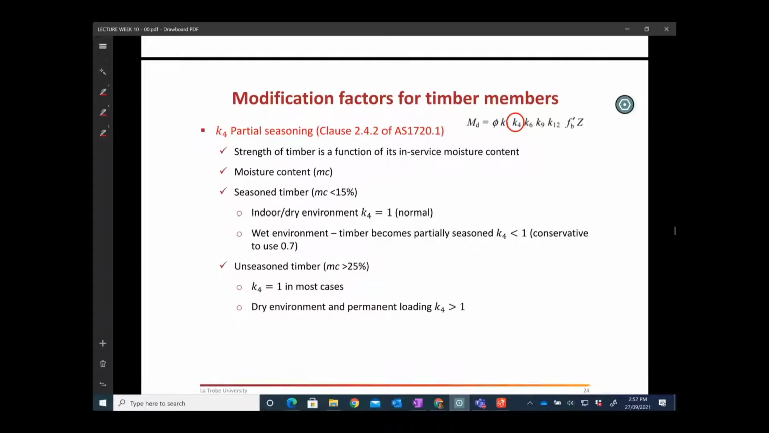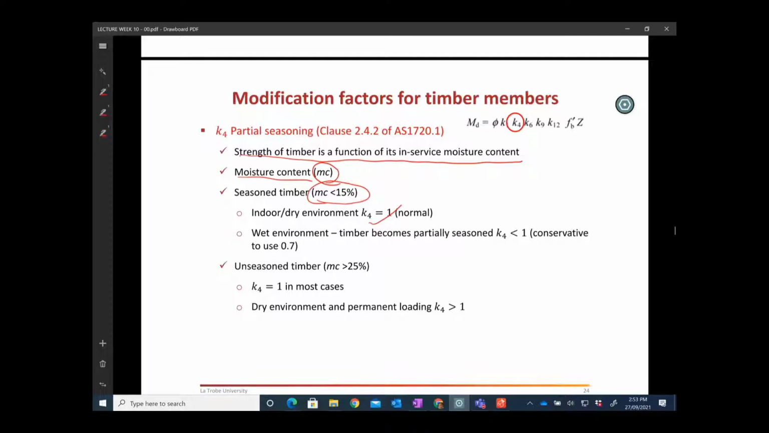K4, the partial significator, as I mentioned, recognizes how much water is sitting inside the timber beam. The strength of the timber is a function of its in-service moisture content. Moisture content is how much water is inside that timber beam, and it is represented by MC, the abbreviation sitting here. If the moisture content is less than 15%, then you just take K4 equal to 1. You never have a timber beam with 0 moisture content. The standard knows you will have timber with some kind of moisture content, so the standard said 15% is okay. We allow you to have a moisture content of 15%.